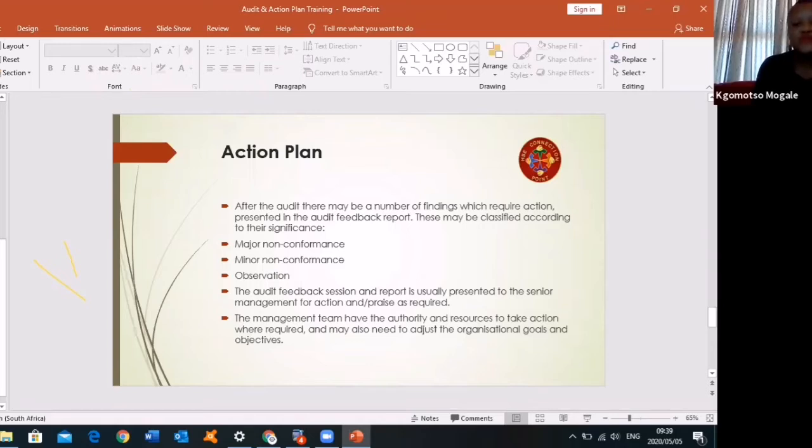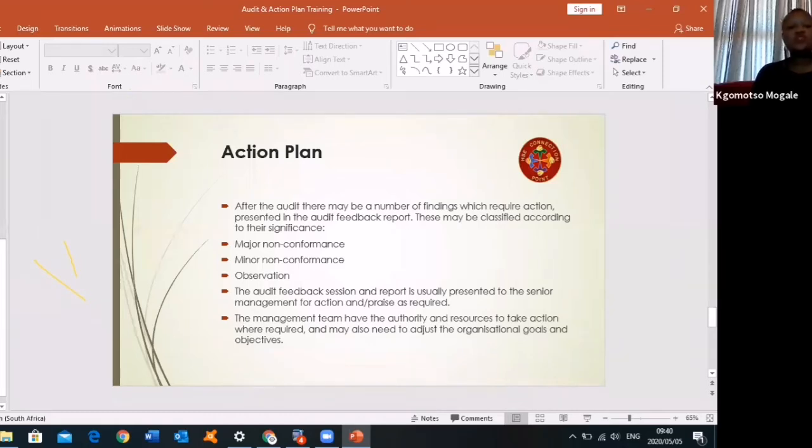So we can classify them according to the major non-conformances. Those are the ones, like I said previously, that will need urgent attention. We cannot postpone them any further. We cannot put them on hold. We need to attend to them immediately. Those are the major ones. You will see some of the audit firms will give us a time frame. Maybe they can say 48 hours or 24 hours. You need to rectify that because it's life-threatening. Those are the major ones. The minor non-conformances, yes, they maybe give us a week or so to rectify them.